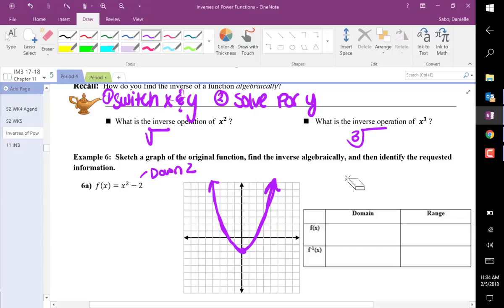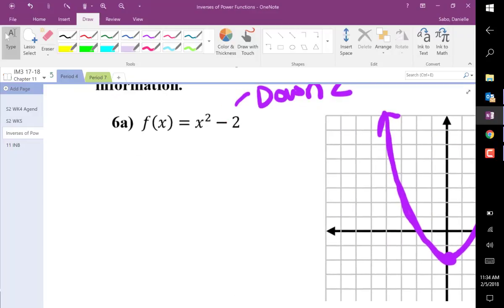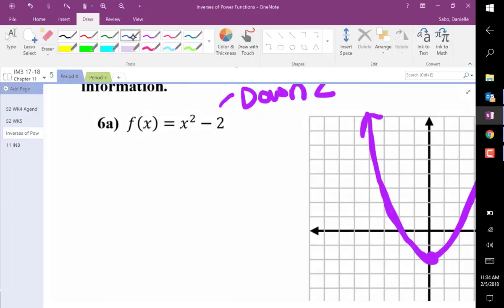All right. So then it says to find the inverse algebraically. Well, that's what we wrote up here. We have to switch the x and y first. This is what we learned the first day. It was kind of hard for some of you. So if you weren't here, maybe it's a little bit of a recap of how to do this. So the very first step is to switch that x and y. So the y becomes the x, and the x becomes the y.